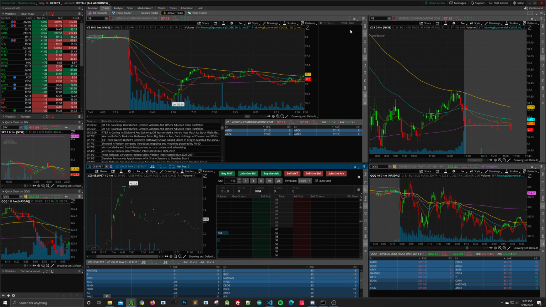Hopefully that clears everything up moving forward with the live trades, because this is going to be my layout for quite a while until I find a new layout that I'm comfortable with.